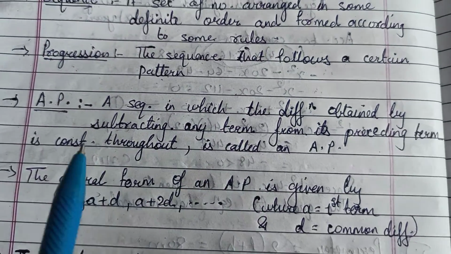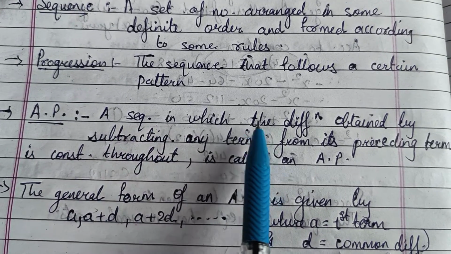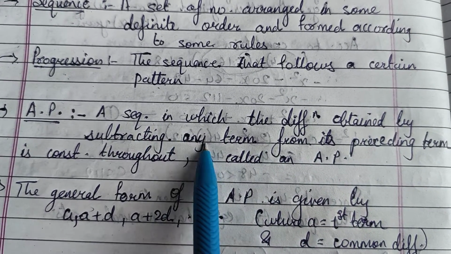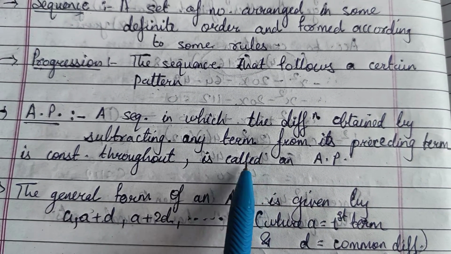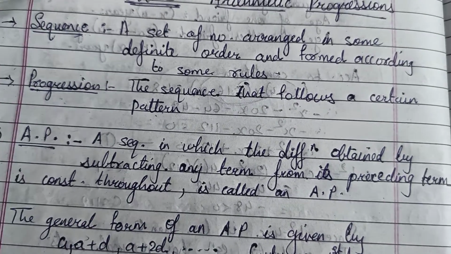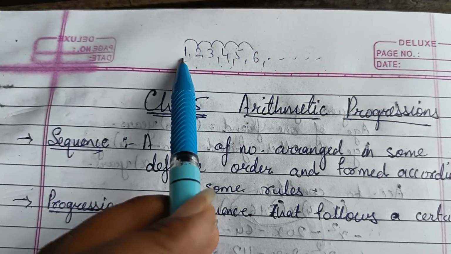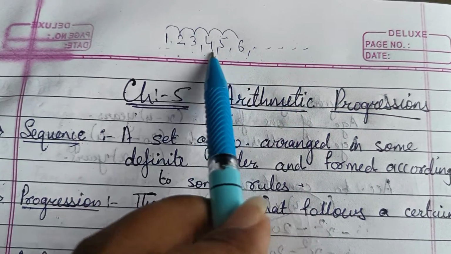Now AP, what is AP? AP means arithmetic progression. So a sequence in which the difference obtained by subtracting any term from its preceding term is constant throughout is called an AP. Now what does this definition say? Suppose you have the series 1, 2, 3, 4, 5, 6 and so on. This is the series of natural numbers.